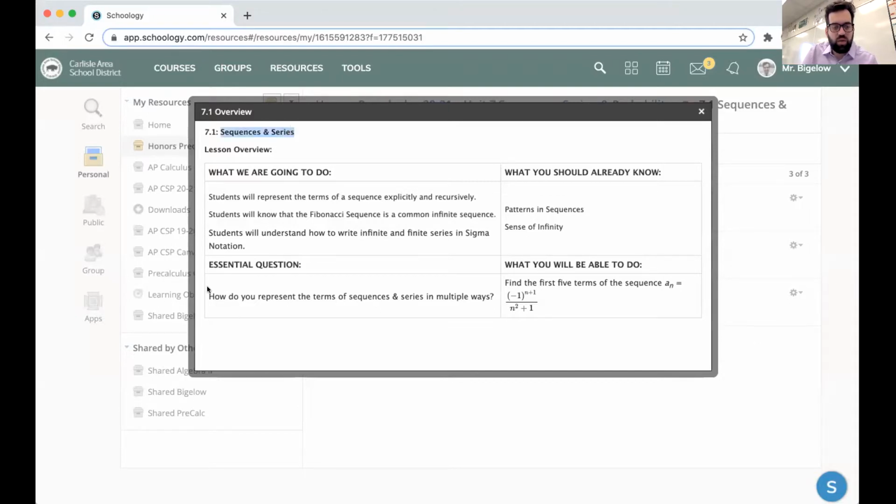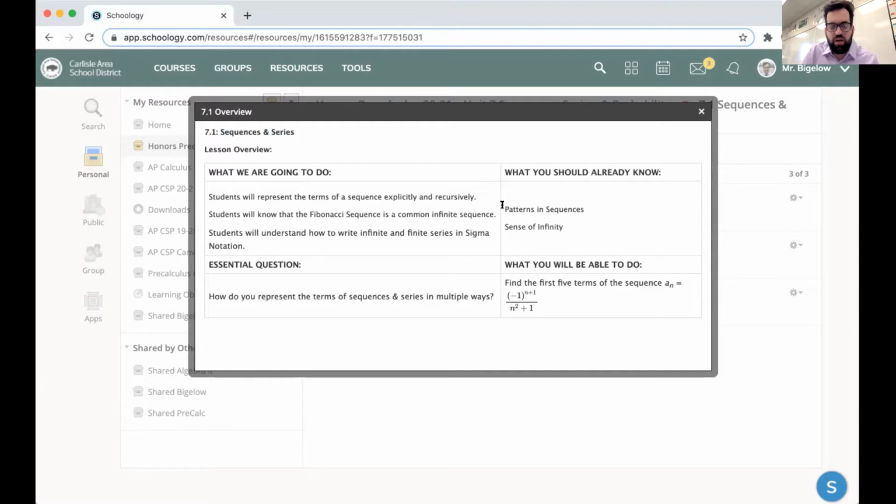And our essential question for this lesson is, how do you represent the terms of sequences and series in multiple ways? Here's what we're going to do. We're going to represent the terms of a sequence explicitly and recursively. You'll see what that means. You will learn about the Fibonacci sequence, a common infinite sequence. Some of you might already know what that is. And you'll understand how to write an infinite and a finite series in sigma notation.